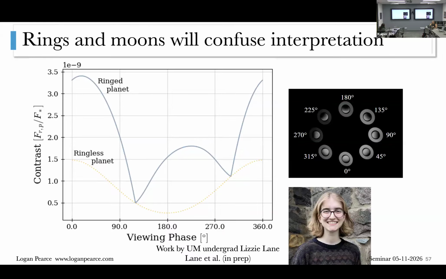Additionally, rings and moons will confuse your interpretation. There are times where Saturn's rings are way brighter than Saturn itself. There are even cases where Triton is brighter than Neptune. These can really confuse your interpretation if you do make a detection. I'm working with an undergrad, Lizzie Lane, who has a paper coming out very soon showing how we can use phase curve observations to break this degeneracy. If you can observe the object at multiple points of an orbit, a ringed planet will have a different shape than a ringless planet, and you can break the degeneracy that way, but that involves observing it lots of times.